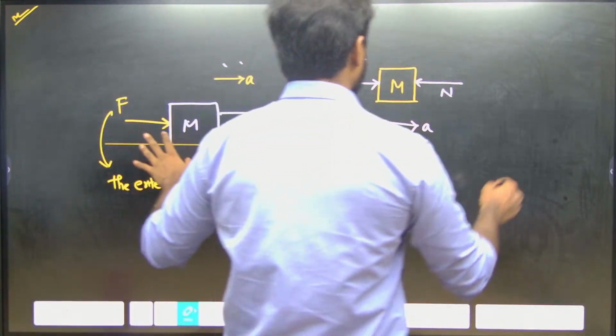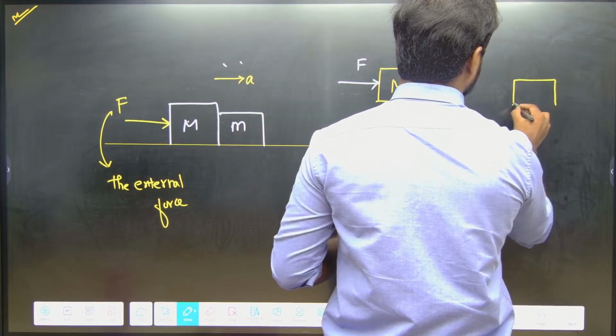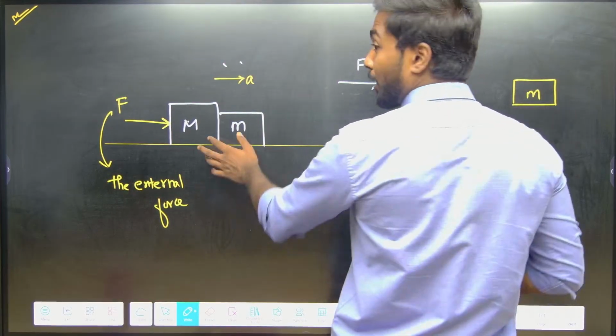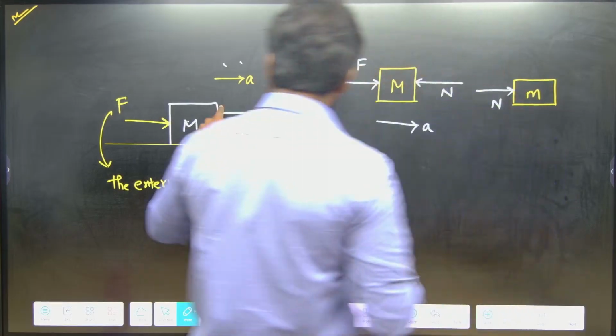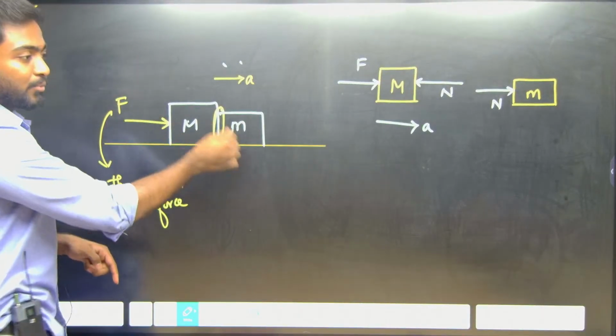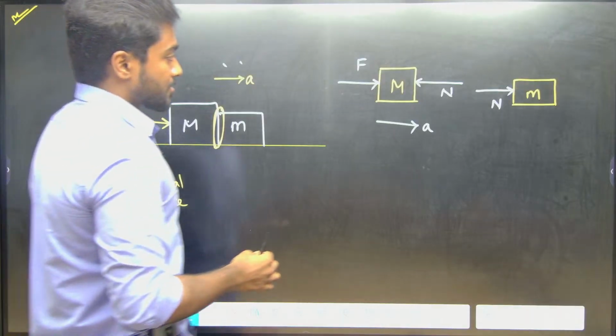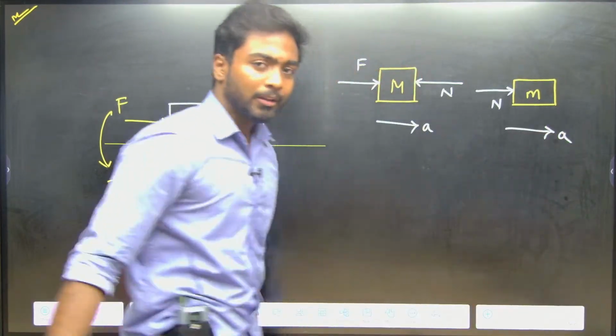Okay. The next one is small m. When small m is there, the normal force will be acting in this direction. So this normal force in between will be equal for capital M as well as small m. Okay, this is my direction. Okay, done.